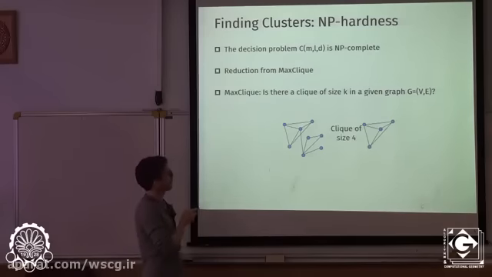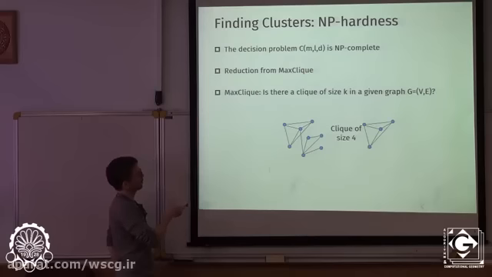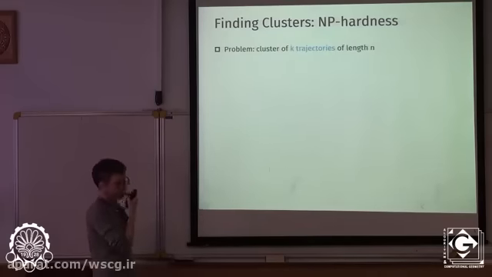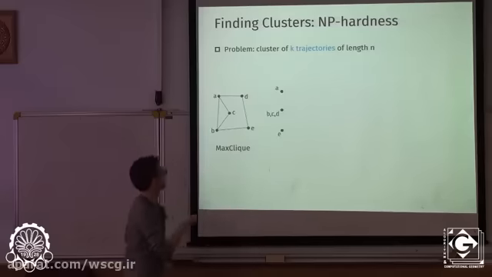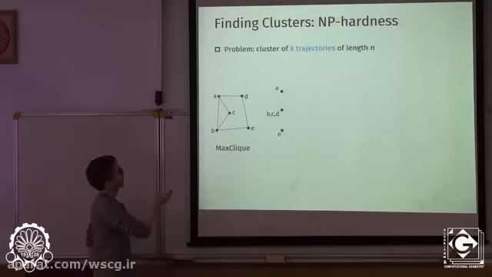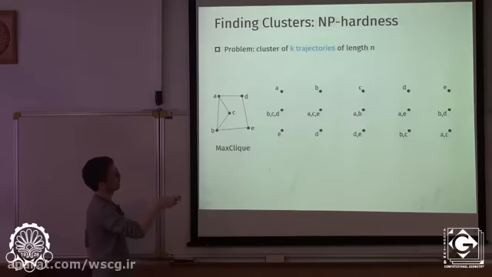Now, how do we model or encode this using trajectories? We look at the problem of clustering k trajectories, and their length will actually be n. So if I have a clique like this, I will essentially have one set of points to encode the adjacencies of A, one set of points for B, one set of points for C, and so on.